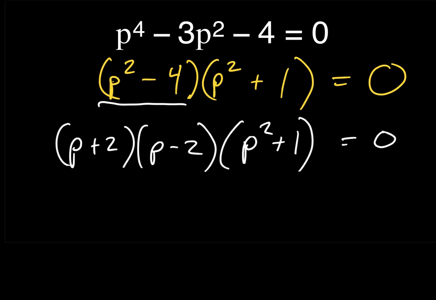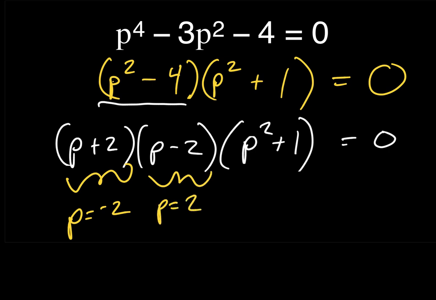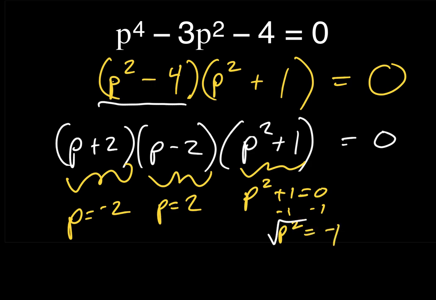And then to solve, what makes this 0? P is negative 2. What makes this 0? P is 2. And then we ask what makes this 0, and if you don't know, you can always just say p squared plus 1 equals 0. Subtract 1 from both sides. P squared equals negative 1. And then we take the square root of both sides. And I have p equals the square root of negative 1.